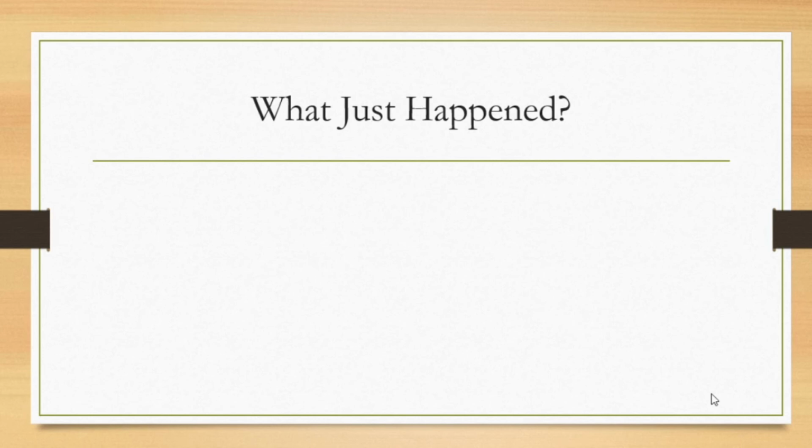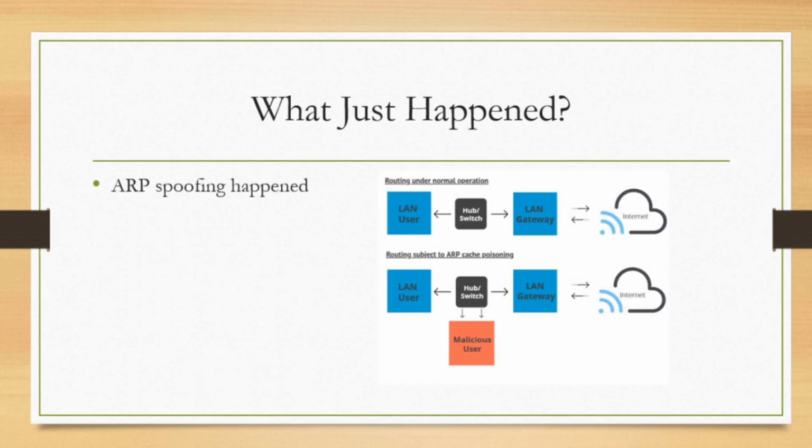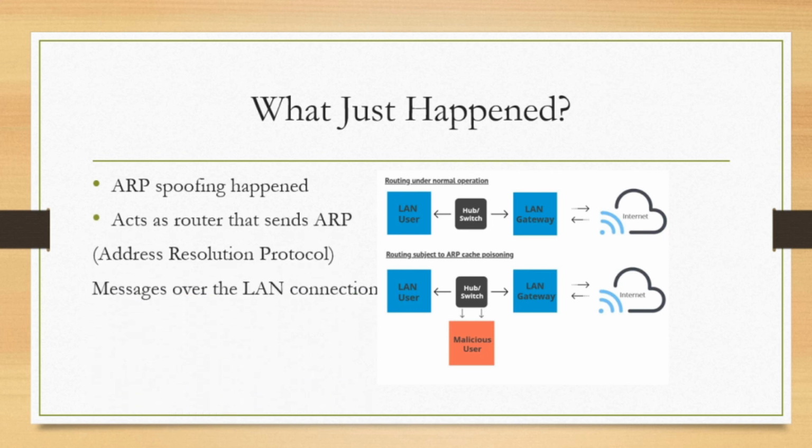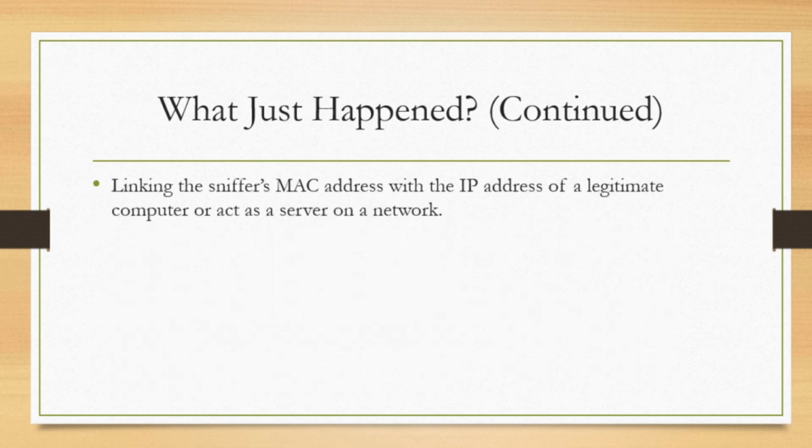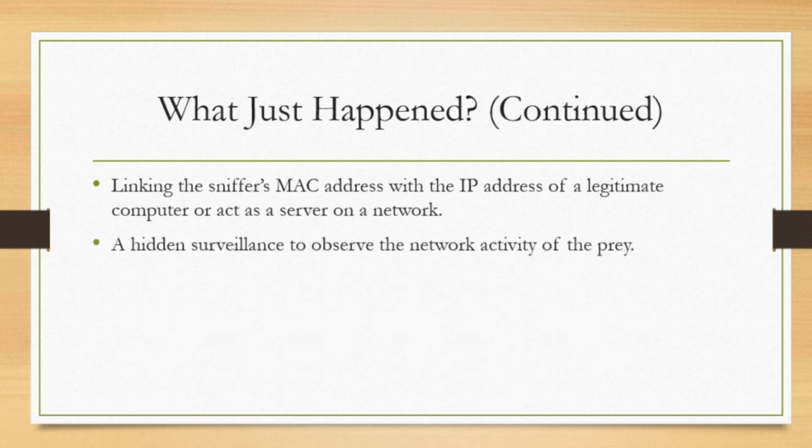Well, what just happened, you ask? ARP spoofing happened. ARP spoofing is a type of attack in which a malicious attacker acts as a router that sends ARP, address resolution protocol, messages over the LAN connection. It links the sniffer's MAC address with the IP address of a legitimate computer or server on the network. This is basically like putting a hidden surveillance to observe the network activity of the prey.